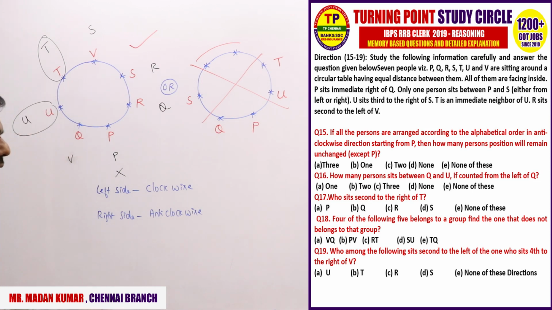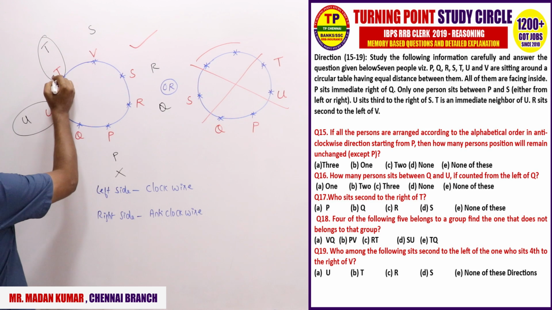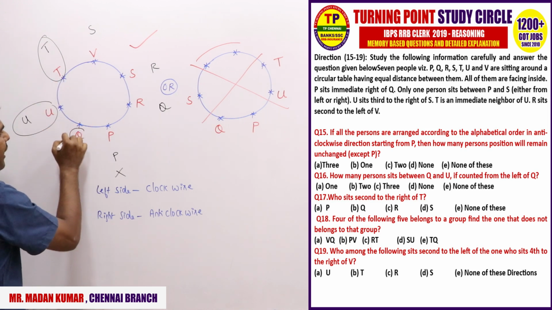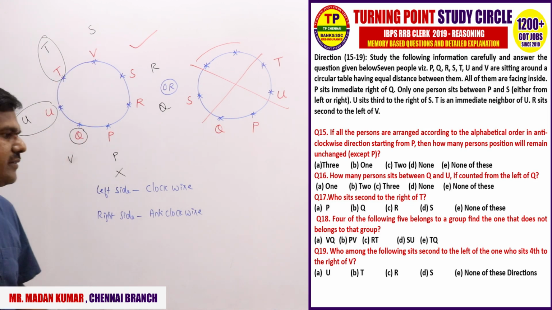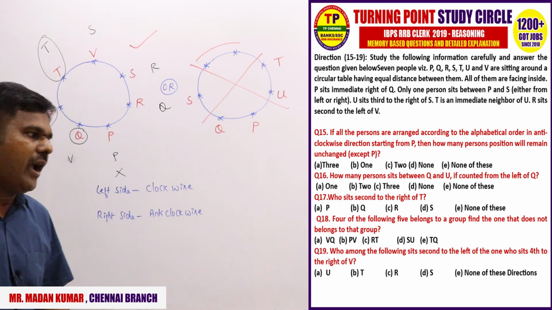Right? What is the next question being given? Who sits second to the right of T? Second to the right of T. So T is there, first right, second right. Who is there? Q is the answer. Second option, go ahead with that one.